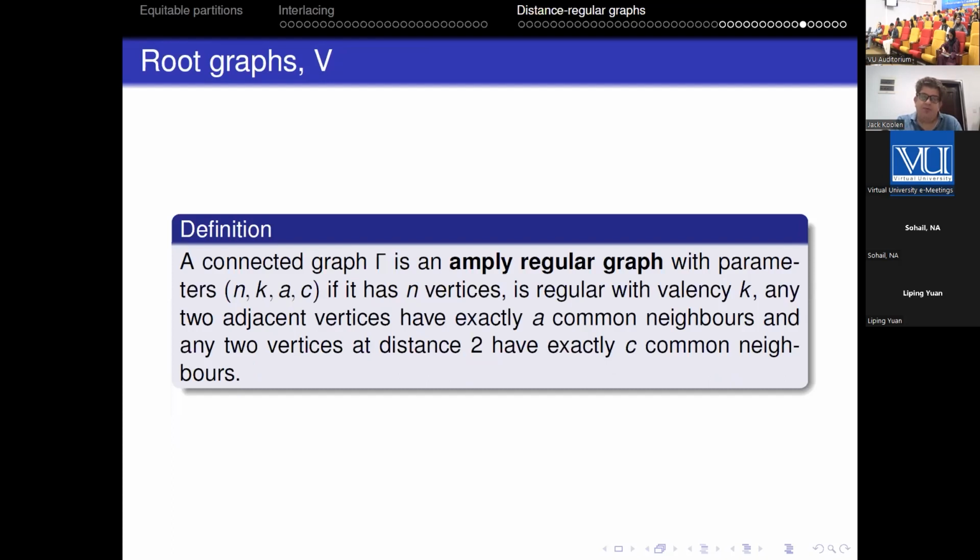Now I have to define amply regular. That means it is only locally distance-regular, somehow you can say it. A graph that is somehow locally distance-regular, whatever that may mean. The valency is k. Any two adjacent vertices have exactly a common neighbors, and any two vertices at distance 2 have exactly c common neighbors. We don't require anything else. We don't require much.